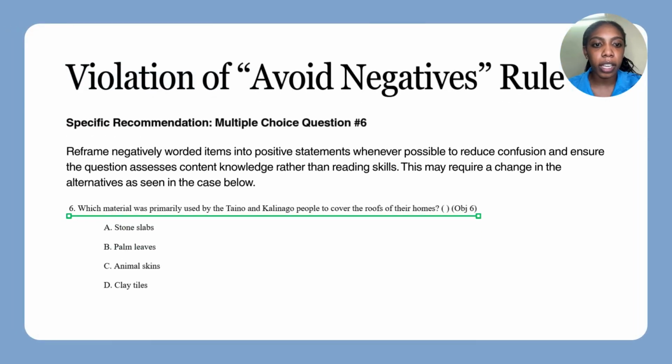Now here's a recommendation for question 6 of the multiple choice. Reframe negatively worded items into positive statements whenever possible to reduce confusion and ensure the question assesses content knowledge rather than reading skills. So, this may require a change in the alternatives, which would state, which material was primarily used by the Taino and Kalinago people to cover the roofs of their homes.